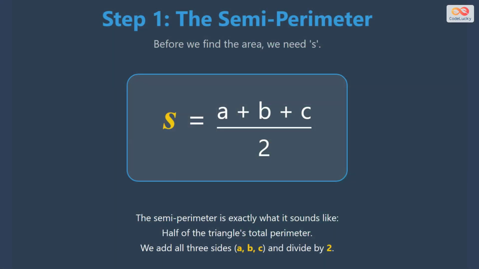The first step in using this method is to find a special value called the semiperimeter, denoted by the letter S, as the name suggests. It is simply half of the perimeter. To find it, you add up lengths A, B, and C, and then divide the total by 2.